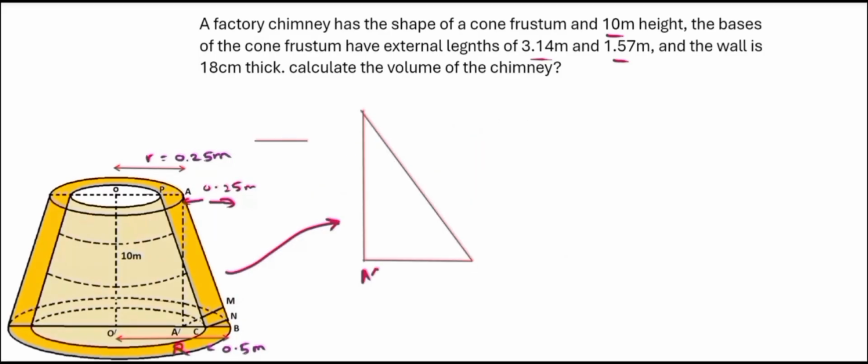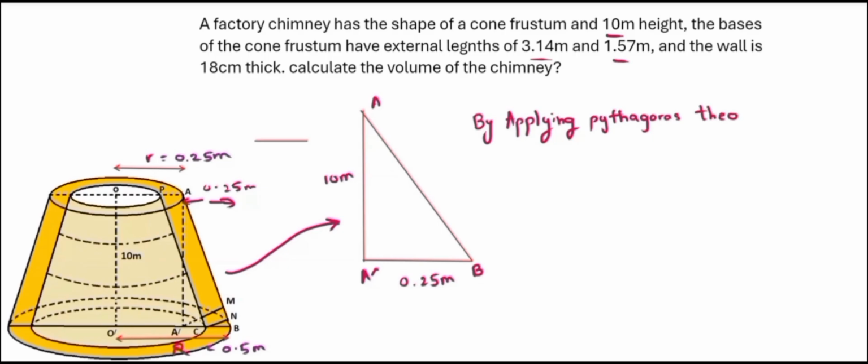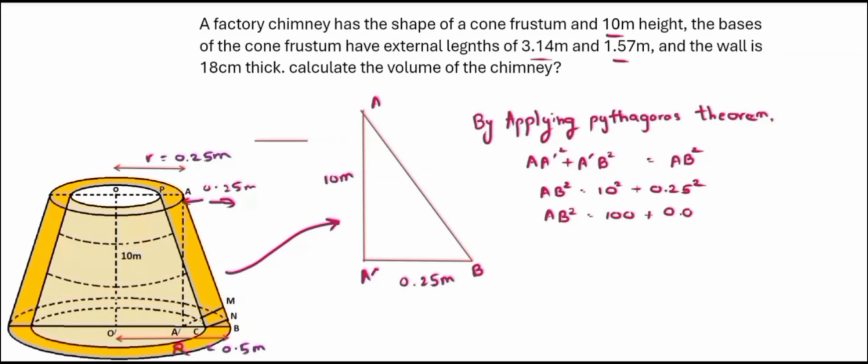We can find AB by considering the right angle triangle, which is AA'B, and we will apply the Pythagoras theorem. AA' square plus A'B square is equal to AB square. AB is equal to square root of 100.0625. So, AB is equal to 10.0031 meters.